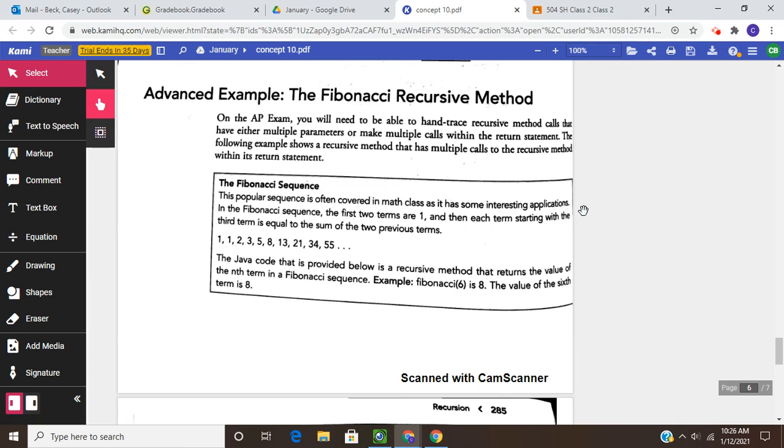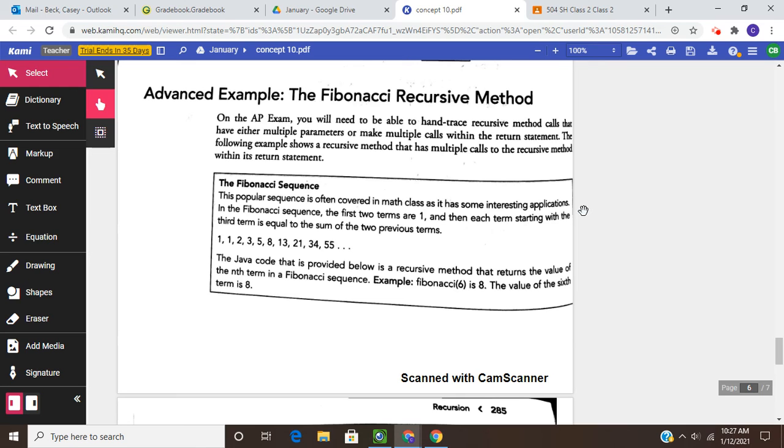The Fibonacci sequence is a popular sequence, and it's also often covered in math class as it has some interesting applications. In the Fibonacci sequence, the first 2 terms are 1, and then each term starting with the third term is equal to the sum of the two previous terms. So it's 1, 1, 2, 3, 5, 8, 13, 21, 34, 55. See how the 1 plus the 1 equals the 2, and then you get the 3 by the 2 and the 1. You get the 5 by the 2 and the 3. You get the 8 by the 3 and the 5, and so on and so forth.